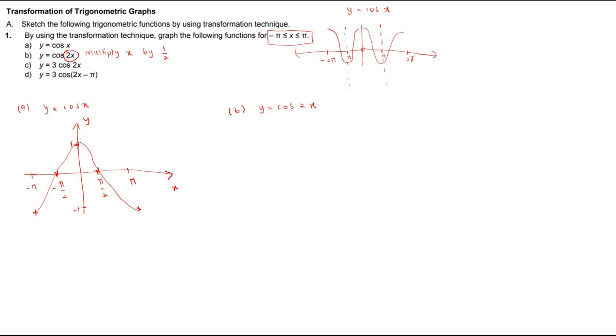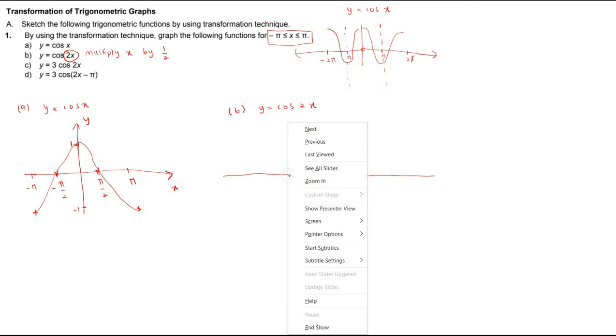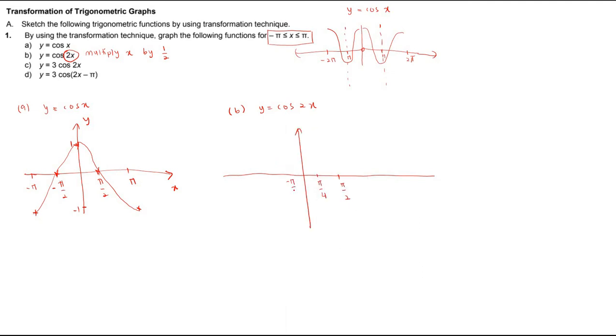Okay, multiply x by 1 over 2. Pi over 2 jadi pi over 4. Pi akan jadi pi over 2. Maksudnya graph kita akan jadi kemek sikit. Okay, dia akan jadi lebih kemek. So, we have to start from pi over 4. Sebab pi over 2 akan jadi pi over 4. Pi akan jadi pi over 2. Same goes on the left side. Negative pi over 4. And negative pi over 2. Amplitude 1, negative 1. Plot and extend.